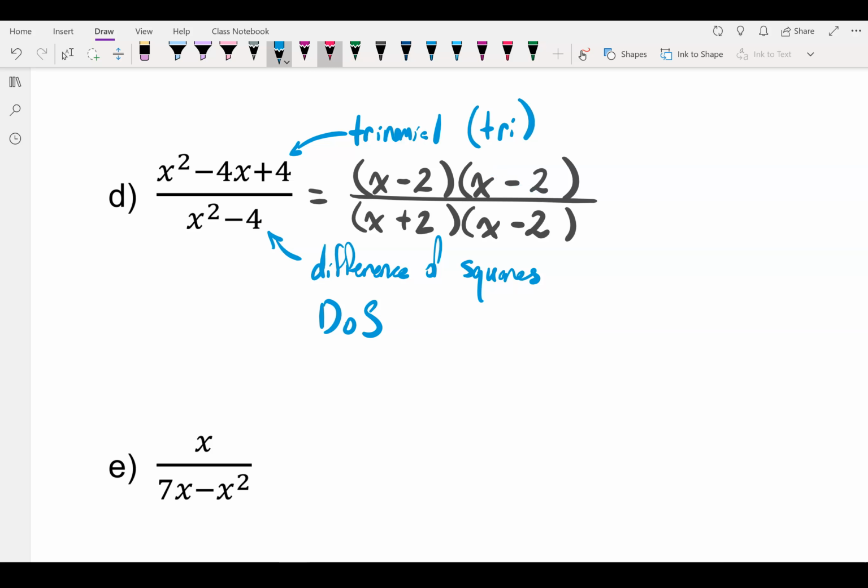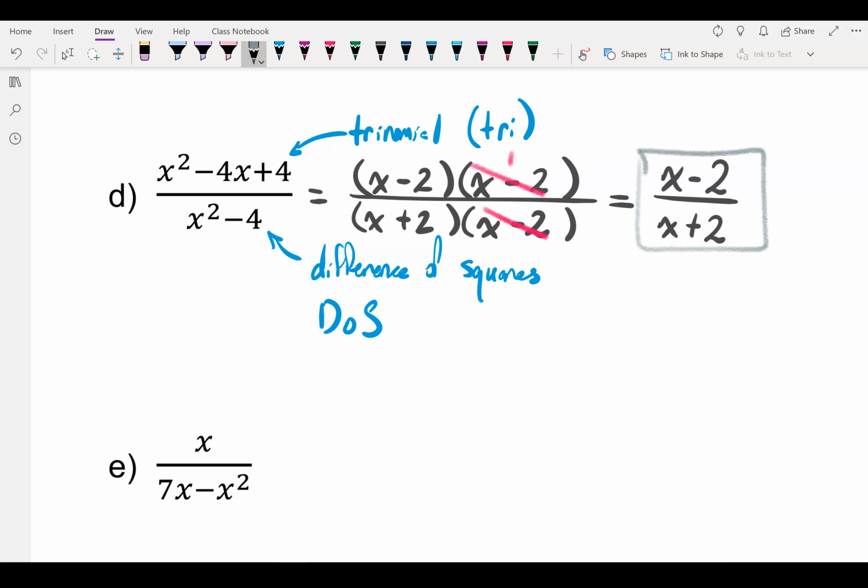Maybe I'll make that a different color just so it pops. X minus 2 and x minus 2, that just gives us a 1, right? Because the top and bottom are the same. We don't need to write that 1. We can just say we have x minus 2 on top, x plus 2 on bottom. In our final answers, we usually remove the brackets, although if you really want to, you can keep those brackets in. It's just not standard, it's not proper notation, but there's nothing wrong with that. Just to keep the final answer neat, I will leave it at that. Okay, let's do one more on this page.